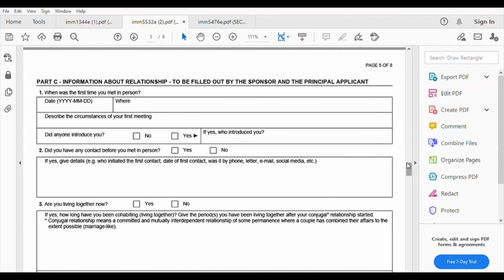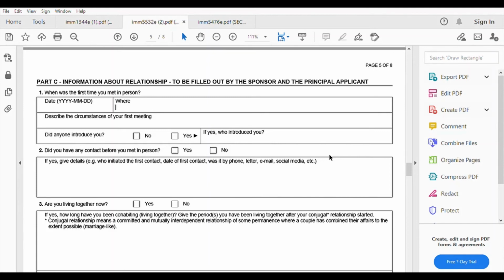Part C. Information about the relationship, to be filled out by the sponsor and the principal applicant. So here it's more details about the relationship as a couple. When was the first time you met in person? You mention the date and where. Like where? In the mall, at a friend's house, where you met for the first time, online, whatever. Describe the circumstances of your first meeting.